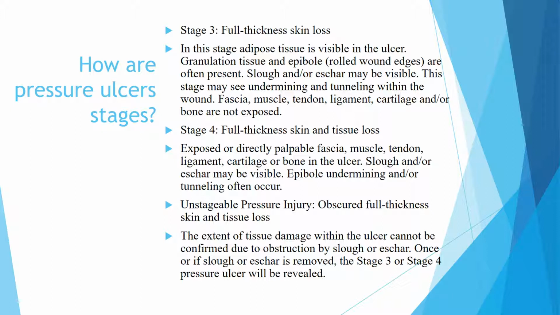An unstageable pressure injury is obscured full thickness skin and tissue loss. The extent of tissue damage within the ulcer cannot be confirmed due to the obstruction by slough or eschar. Once the slough or eschar is removed, the stage 3 or 4 pressure injury will be revealed.